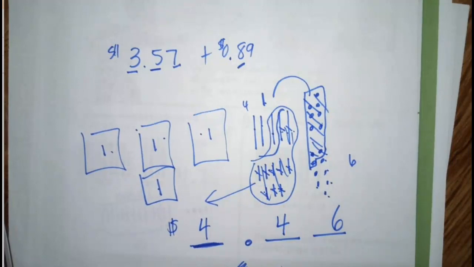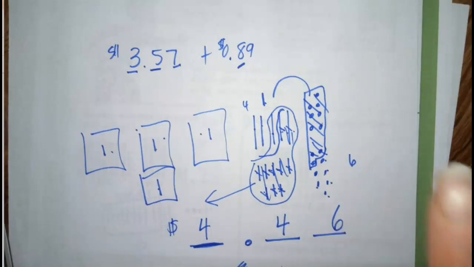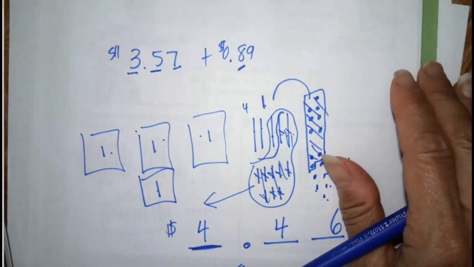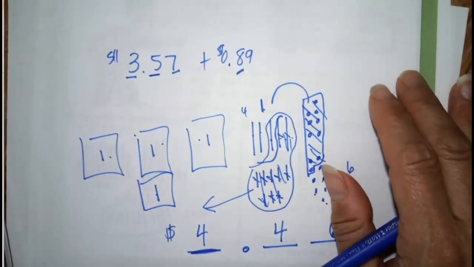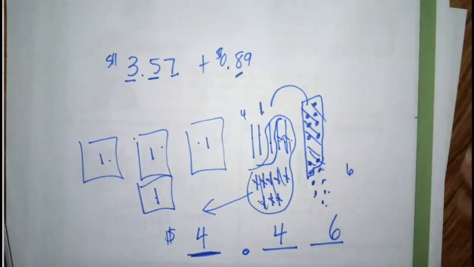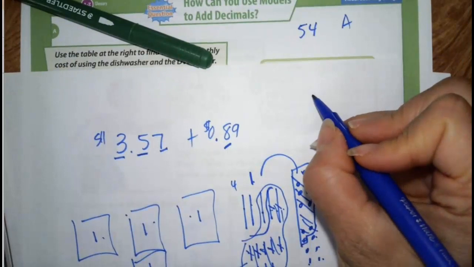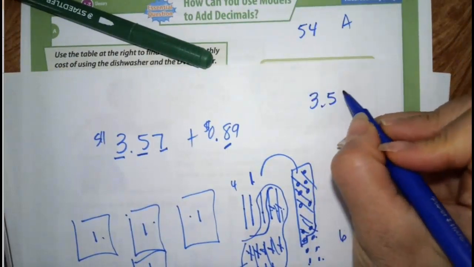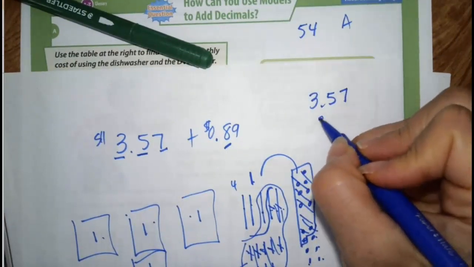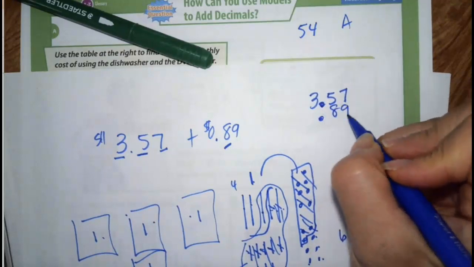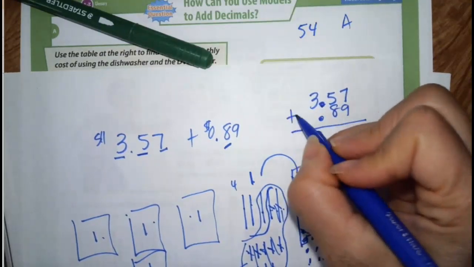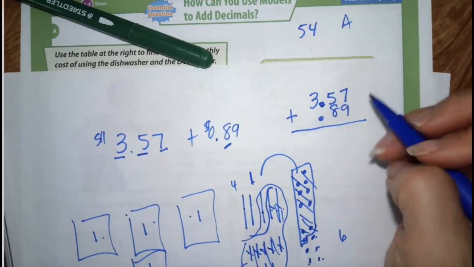Now that's one way to do these problems, and it's good to conceptualize and visualize what's happening when we're adding. But now I'm going to show you the super simple, easy way to do it, which is to line up the decimal points. Just like whenever we're adding, we want to line up the decimal points. So I'm going to take my $3.57 and put it here. And then I'm going to put my 89, and I'm lining up the decimal because that makes my places line up, right? Because you have to add the places together.